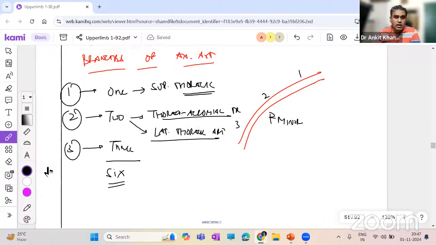Lateral thoracic artery. Now, as the name suggests, the lateral thoracic artery will run down laterally in the thorax. This will obviously be the lateral thoracic artery. And then we have the small trunk known as the thoracoacromial trunk. This is the thoracoacromial trunk.